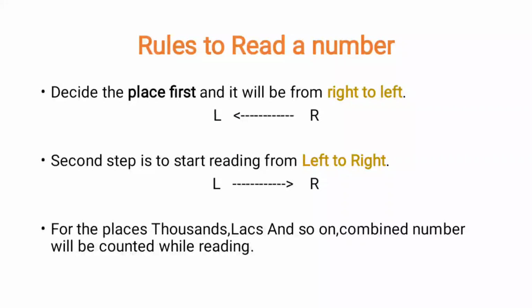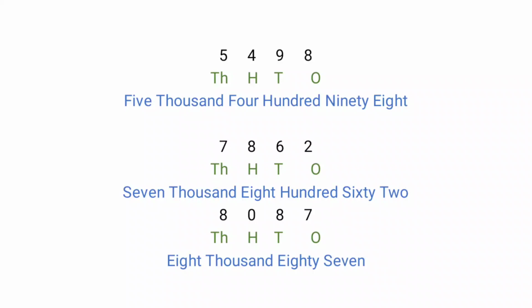Similarly, when the numbers are on the lakhs and 10 lakhs place, that number will also be counted as combined, and only one place, lakh, will be written while reading the number. So these are some special rules while we count larger numbers. So let's start with how to read numbers greater than 3 digits.